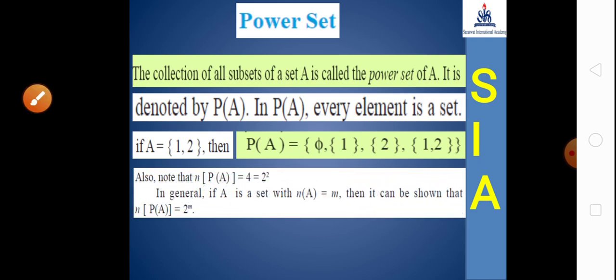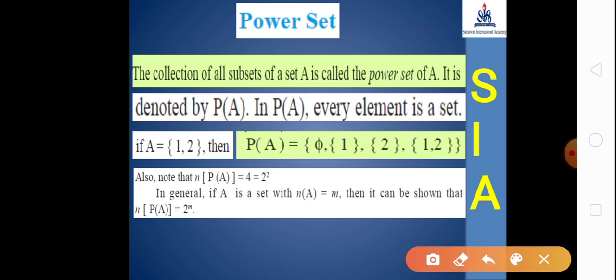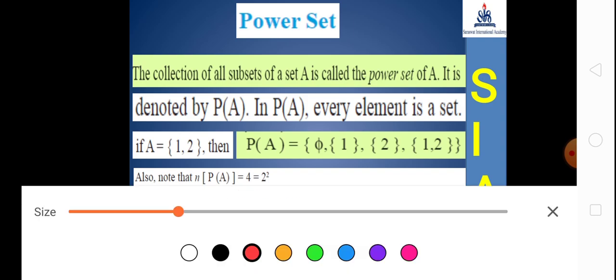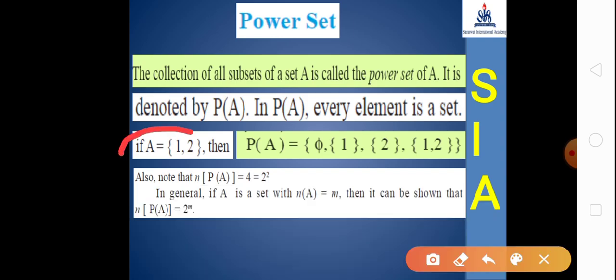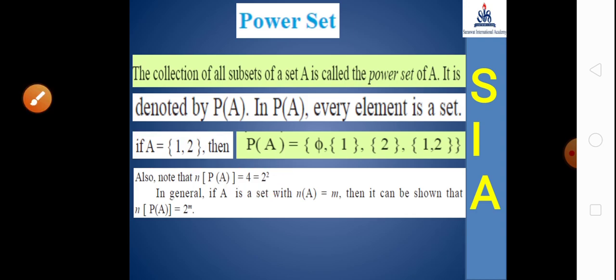Generally, this is the basic formula. The number of elements in the power set of A, n of P(A), is equal to 2 raised to m, where m indicates how many elements are in the set. Here there are 2 elements, so I apply 2 raised to 2, which is 4. So the sum is over. It is a power set. Next.